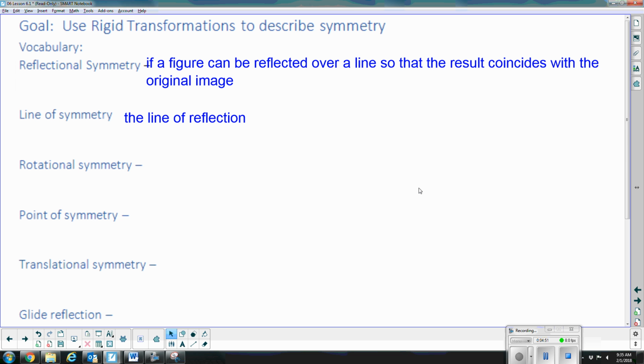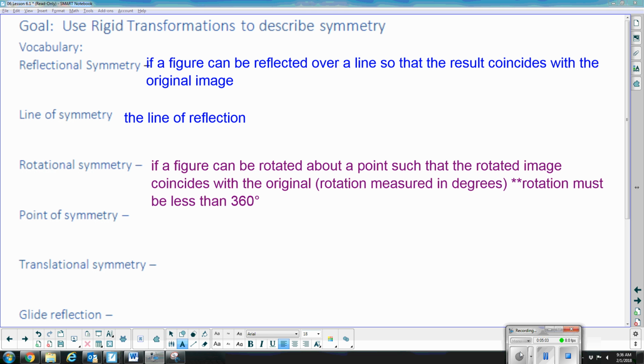So rotational symmetry, as a definition: a figure has rotational symmetry if a figure can be rotated about a point such that the rotated image coincides with the original. Something to note about rotational symmetry is any figure is going to have rotational symmetry if you count 360 degrees as rotational symmetry, or any multiple of 360 degrees. But really, when we're talking about rotational symmetry, we're talking about something that can be rotated less than 360 degrees, and it still coincides with the original image. So a point of symmetry follows this rule, has to be less than 360 degrees.